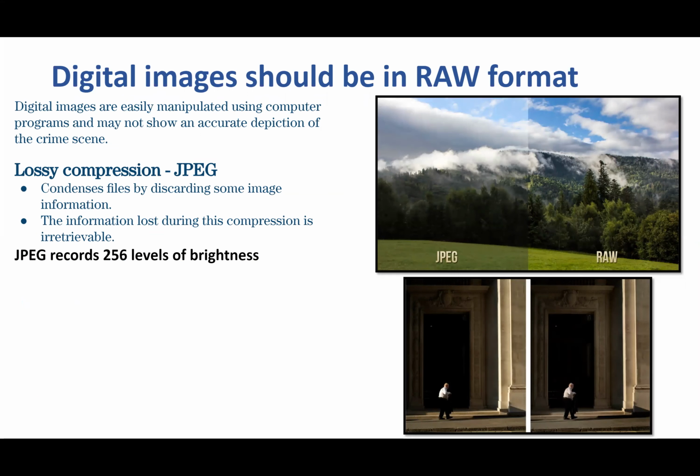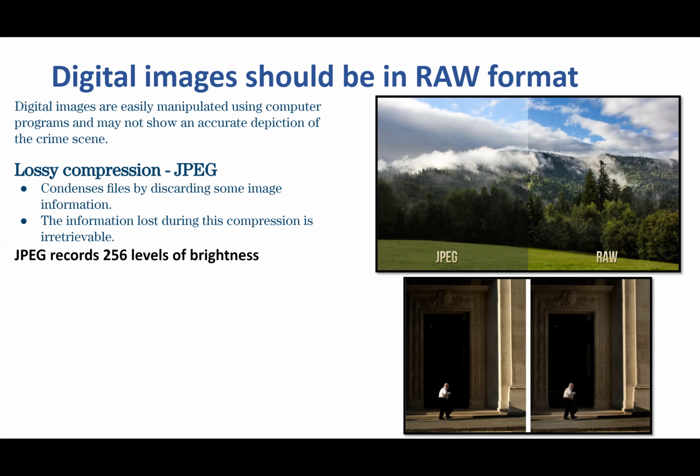Digital images should be in RAW format, because other formats are easily manipulated using computer programs and may not show an accurate depiction of the crime scene. So there's two types of formats, lossy and lossless. Lossy compression, which are your typical JPEG pictures that you might take just of friends and whatnot, condenses the files by discarding some of the image information, like the little pixels that create the image. They throw some of that away to make it a smaller file, and that information is lost during this compression and can never be gotten back again.